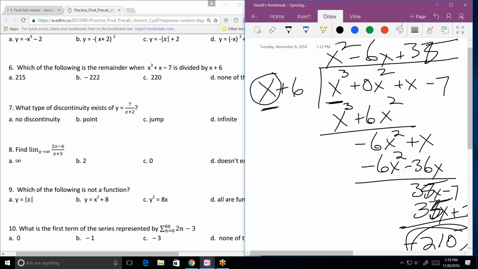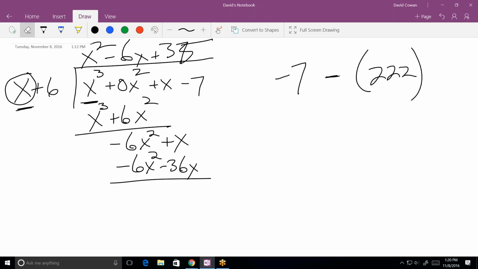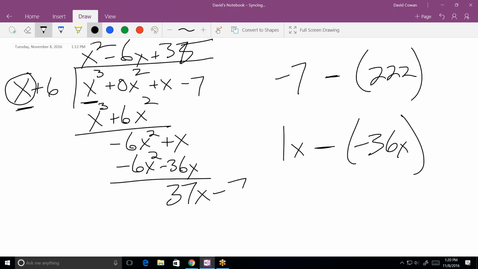Wow. Hold on. Jeez. I hate it when I make arithmetic mistakes on problems. Let's see. That's minus 6x squared. Bring down the x. And then that goes in minus 6x. And that's minus 36x. And then I have 1x minus a minus 36x. That's 37x. Right? When you have 1x minus a minus 36x, what's the answer? 37x. That's what goes there. Bring down the minus 7. Repeat. And you do end up with 37 there.